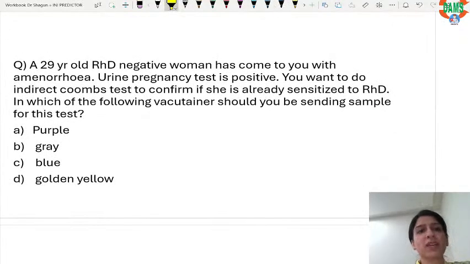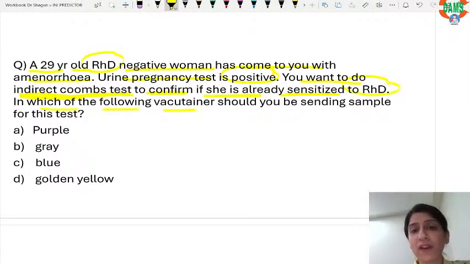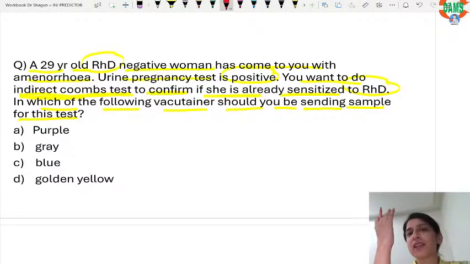The next question is saying that I have a 29-year-old RhD negative woman coming to me with amenorrhea. UPT is positive and you want to do the, listen, you want to do the indirect Coombs test to confirm if she is already sensitized to RhD. In which of the following vacutainers should you be sending the sample for the test? Very straightforward. Look, so much history has been given, but I have to focus on what I want to do.